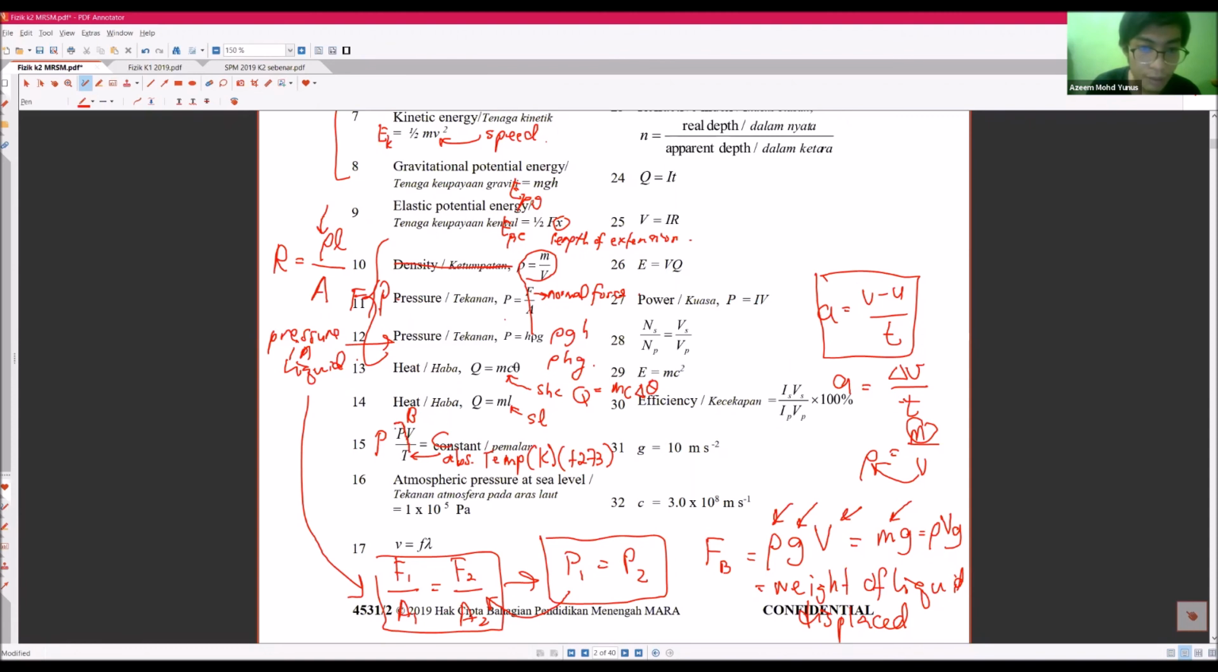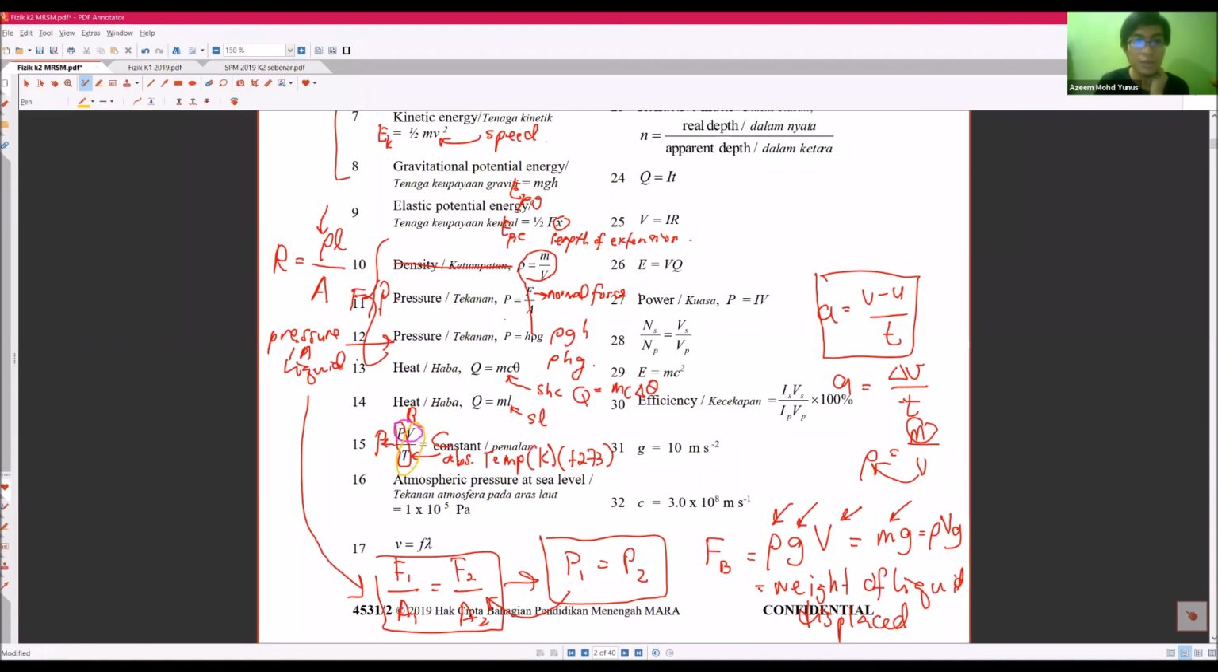P, T here is the pressure law. B here, so let's change color, is Boyle's law. C means that's Charles' law. So on this line, the formula is separated into the respective laws: Boyle's law and Charles' law.